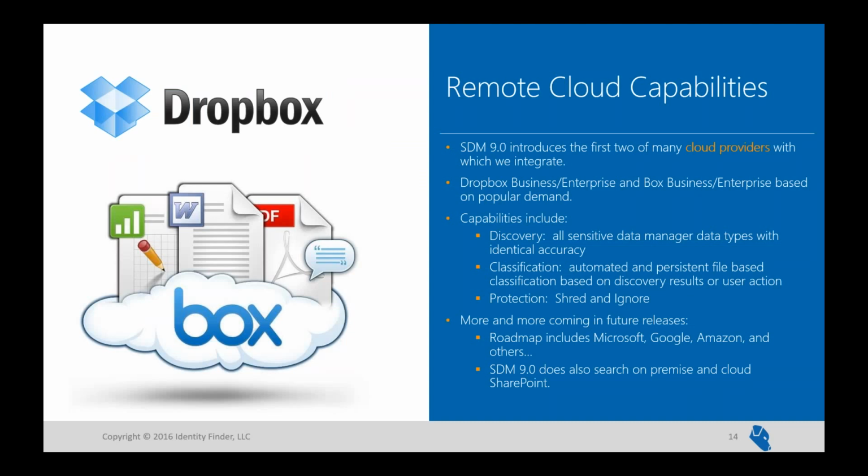Slide, please. And so not just the ability to search through those terabytes of data, but also the different locations where that information is going to exist. So we've already traditionally been able to locate all that information throughout your environment in remote shares and so on and so forth. We've extended the capabilities of Sensitive Data Manager 9.0 to include remote cloud capabilities. So we've introduced the first two of many cloud providers with which we integrate now, Box and Dropbox. In the immediate roadmap are Microsoft, Google, Amazon, and a few others. We can expect those updates to arrive in the near future.